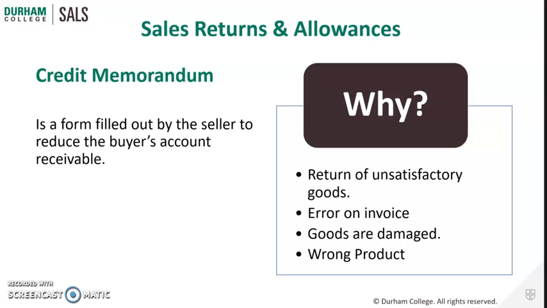Perhaps the goods didn't meet the customer's specification. There may have been an error on the invoice. National Grocers may have charged No Frills $3.50 per box for the Cheerios, and it should have been $2.50. The goods are damaged, or maybe it was just the wrong product that was sent. Maybe they requested Honey Nut Cheerios and we sent them the plain Cheerios.